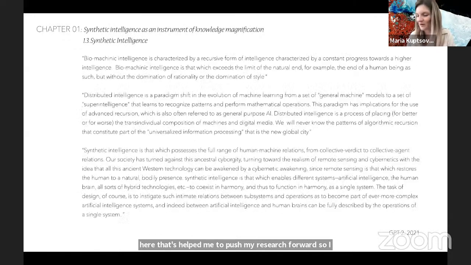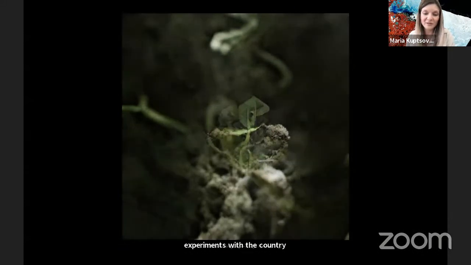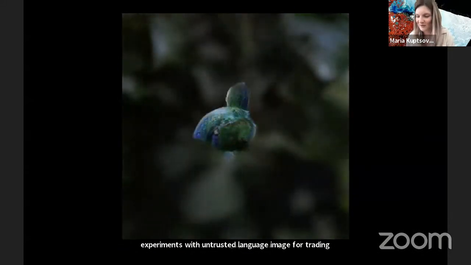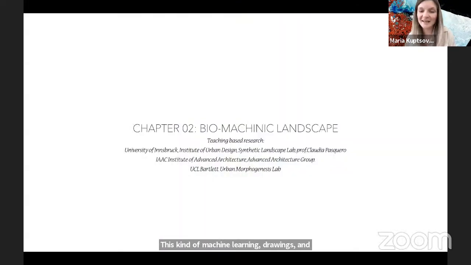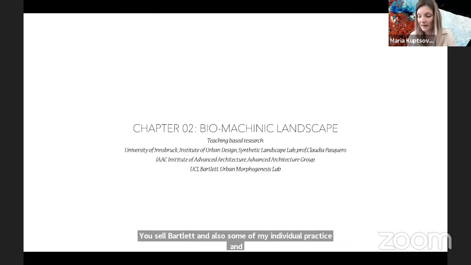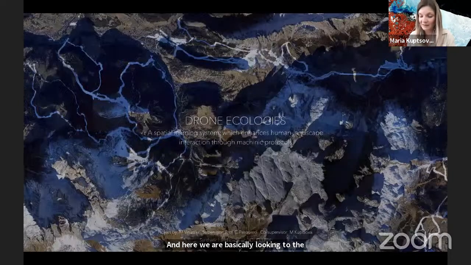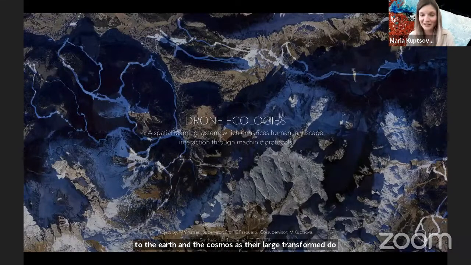I was also doing some experiments with contrastive language-image pre-training to convert these readings into machine learning drawings. As a second step of my PhD, I was looking into my teaching-based research and my previous practice at the University of Innsbruck Synthetic Landscape Lab, as well as at IAAC, the Institute of Advanced Architecture of Catalonia, UCL Bartlett, and also some of my individual practice. Here we are looking at the landscape, the Earth, and the cosmos as a large, transformed, gigantic technological system.